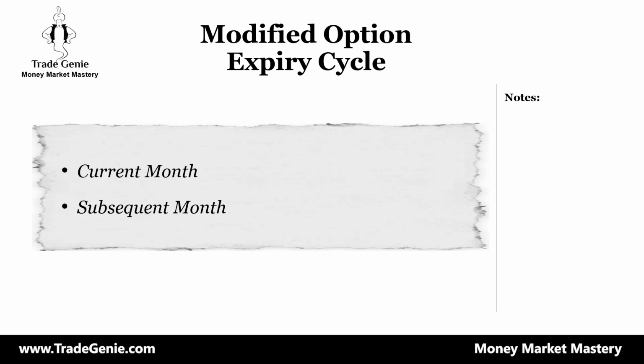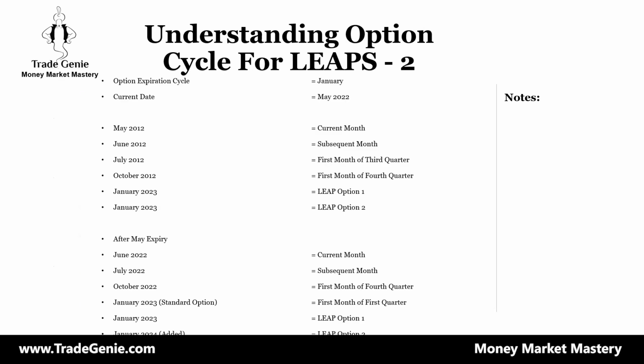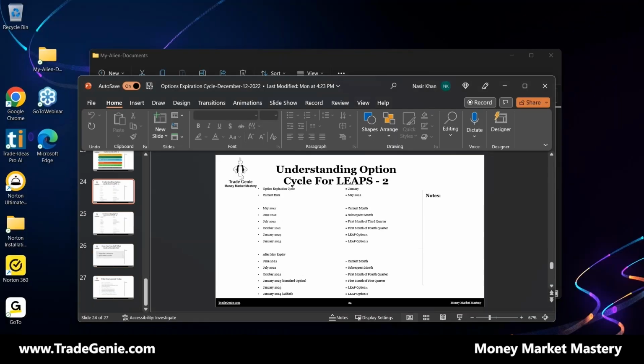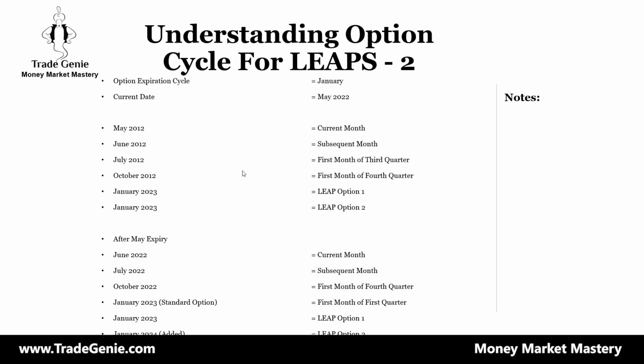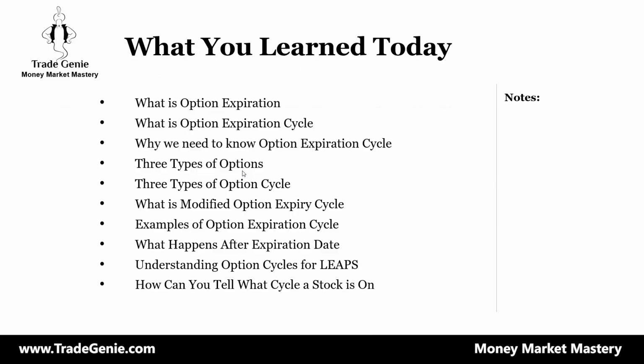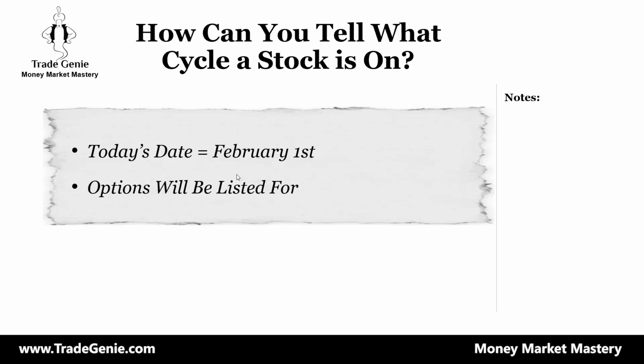February will come when the December expires. That's the way you come to know which cycle this stock belongs to. And then you know when February will come for FedEx. It is around the corner. So I'll complete this slide also.